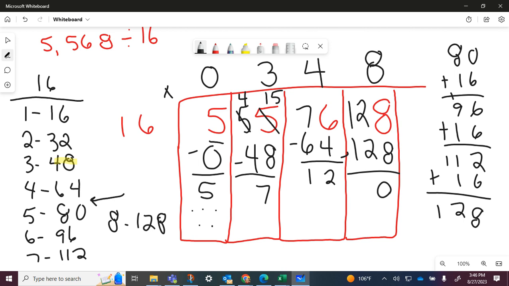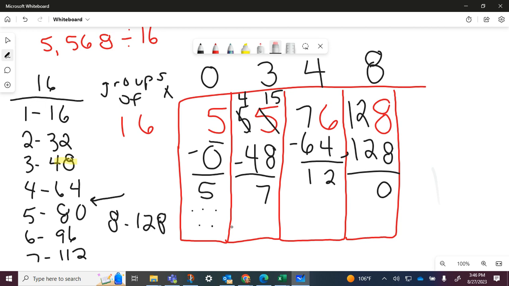So what that means is, if I was making groups of 16, this number, this divisor right here, I could make 348 groups of 16 if I had 5,568 pieces of something. All right, so very cool.